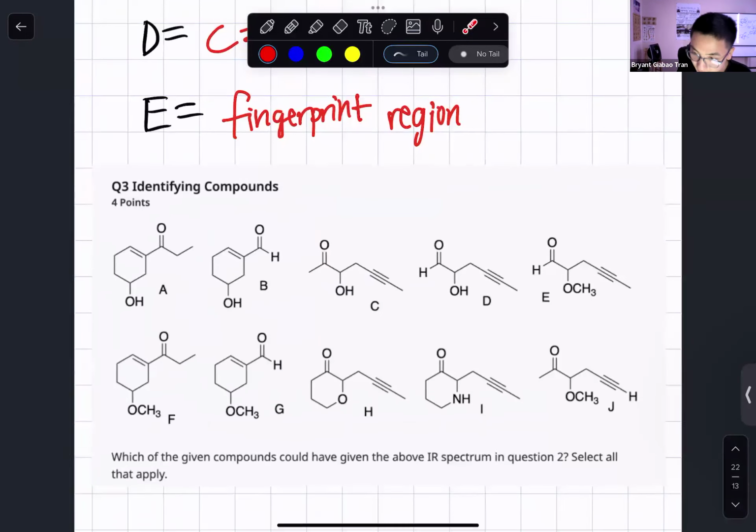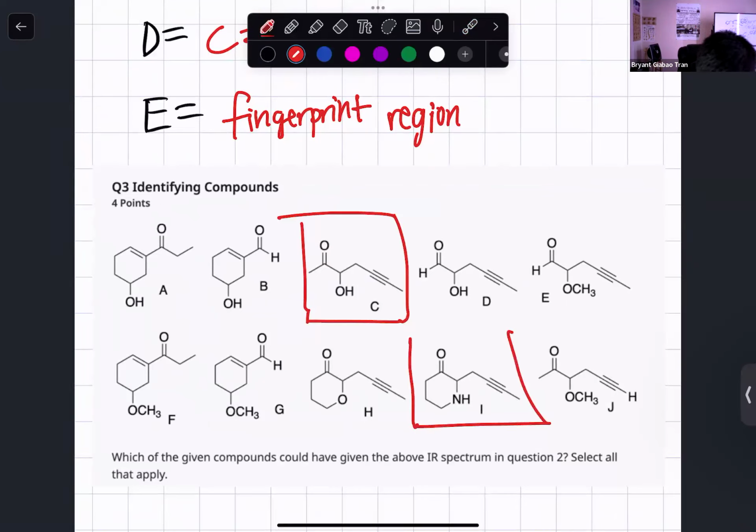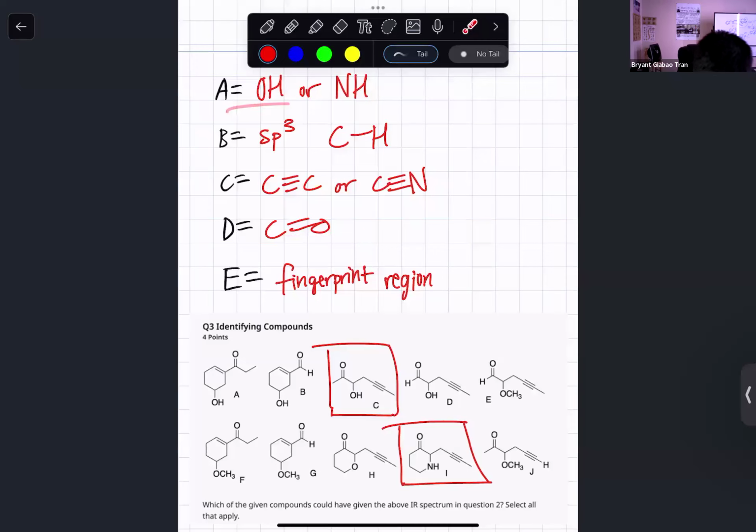Okay, Kathy said C and I. C and I, right? Let's make sure that's correct. C has the carbonyl, that's good. The alcohol, that's good. The triple bond, C triple bond C, and we know it's an internal alkyne, not a terminal alkyne, because if we had a terminal alkyne, what other peak would have to be present in the IR?